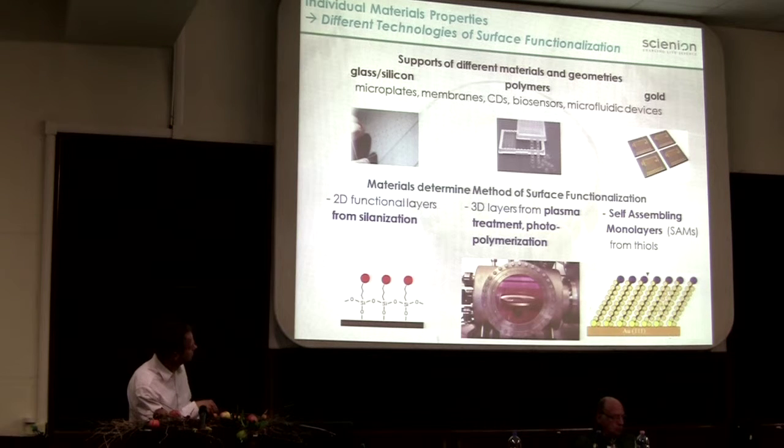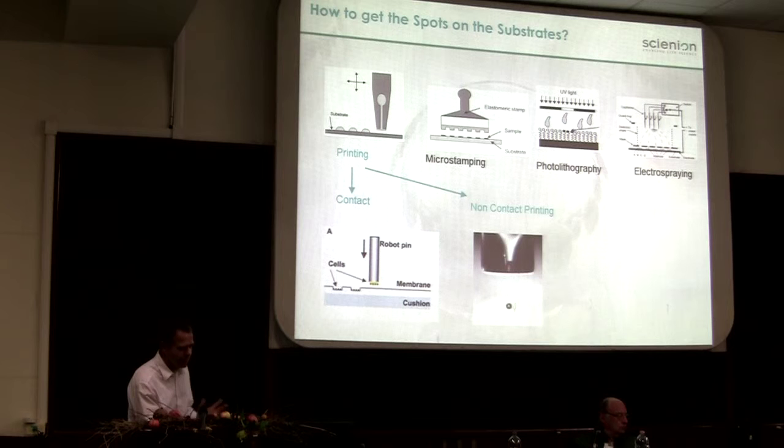Okay, and if you, for example, start with such a project and you start with a classical slide format, but maybe you consider, okay, I would like to have a little more fancy and maybe also more cost efficient to switch to polymers or maybe even to biosensors, you have to make sure that you consider that at the very early stage of such a project, because technologies of surface functionalization like silanization, plasma, photopolymerization, or functionalization of gold substrates are really quite different.